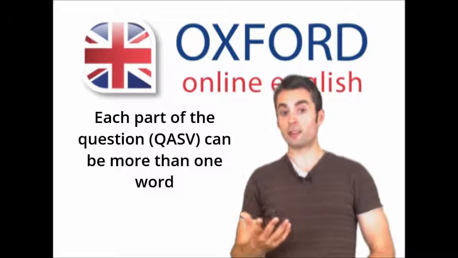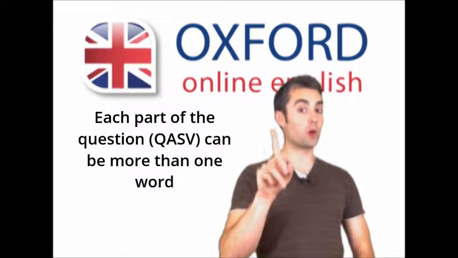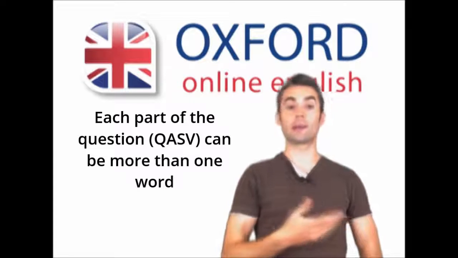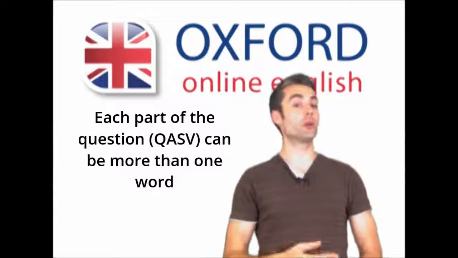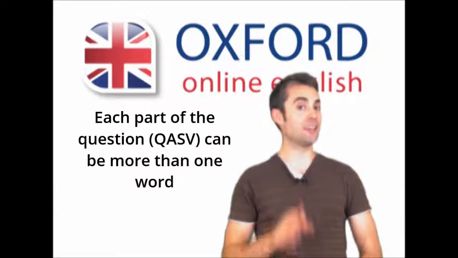You can see in the last question that the 4 parts of the question don't have to be just one word. For example, the question word, how often, has 2 words. The subject, your brother, also has 2 words. This doesn't change the rule. QASV always works.